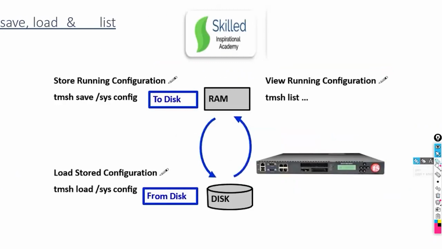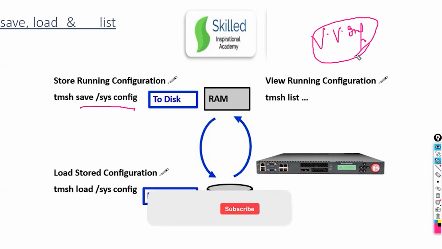And when you do any changes via CLI, guys, to make it permanent, you need to run this command: save sys configuration. Very, very important. In GUI, you don't need to run it. But when you do any configuration, no one will tell you this, guys. No one will tell this. When you do any changes via CLI, you need to run this command: save sys config.